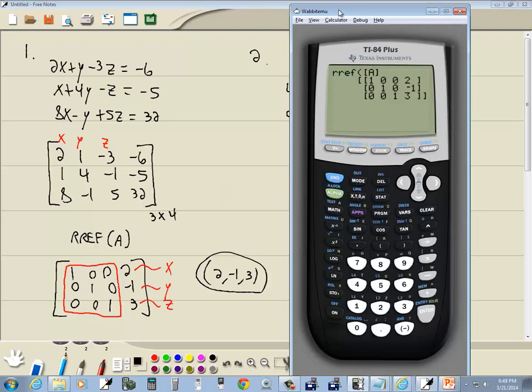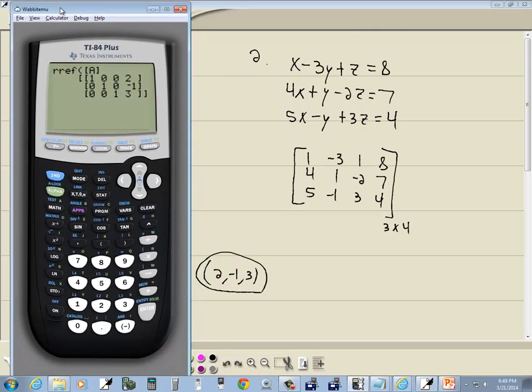So let's go input the matrix first. I'll press clear to clear that out. Do second x^-1, right arrow over to edit, and do enter on A. Rows by columns, 3 by 4. So I do 3 enter, 4 enter. And now type in my numbers.